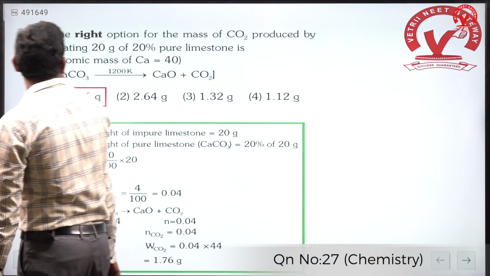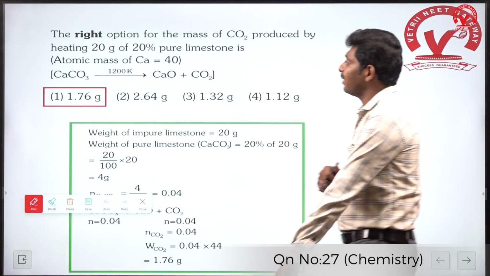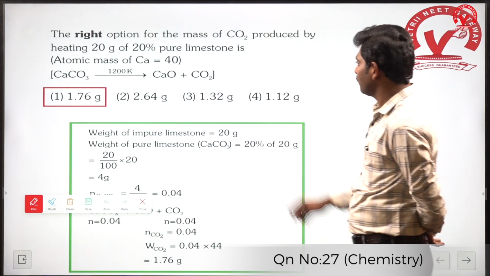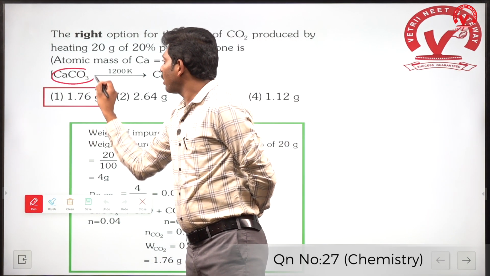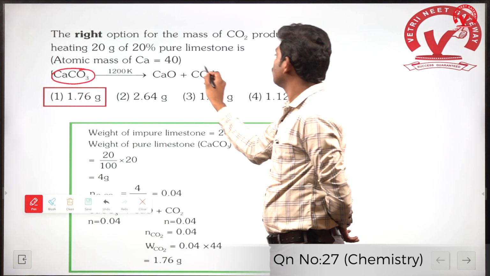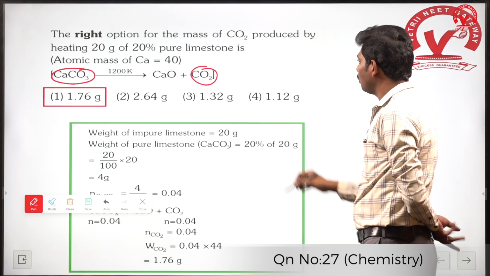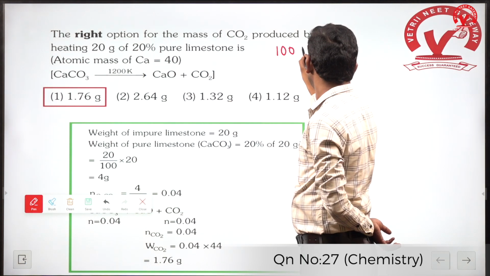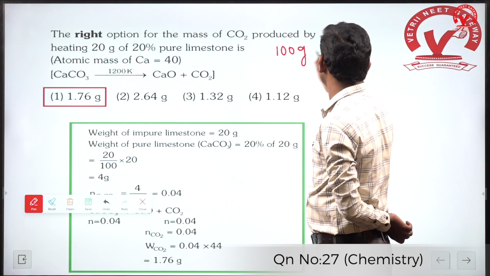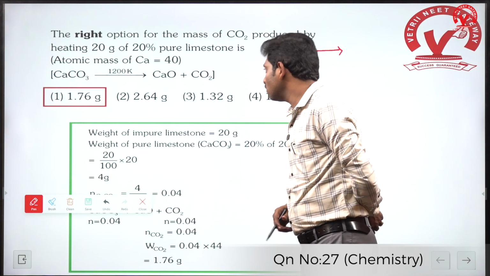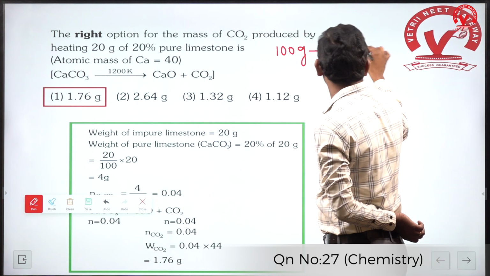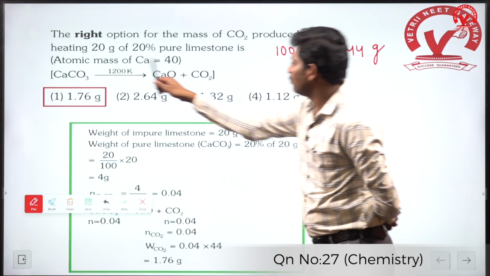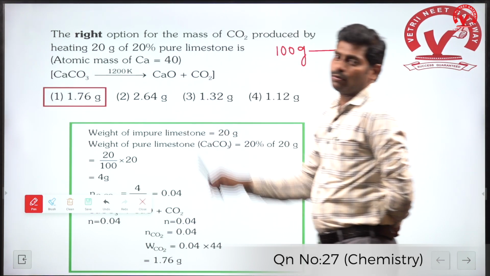Next question. What is the right option for the mass of CO2 produced by heating 20 gram of 20% pure limestone? Remember it, first the equation. 1 mole of calcium carbonate gives 1 mole of carbon dioxide. 1 mole of calcium carbonate weighs 100 grams, and 100 grams of calcium carbonate gives 1 mole of CO2. CO2 weight is 12 plus 32, which is 44 grams.